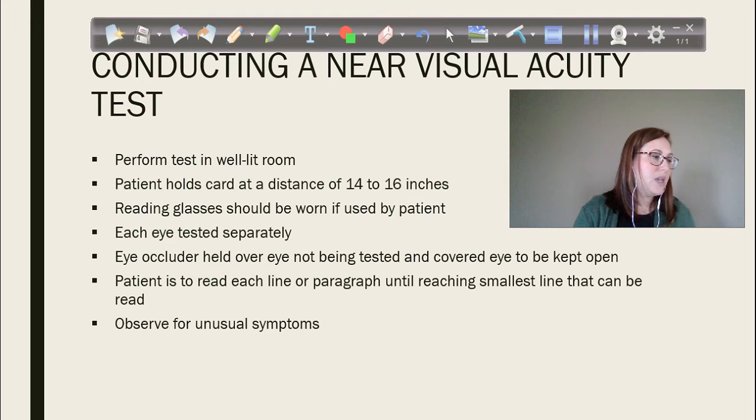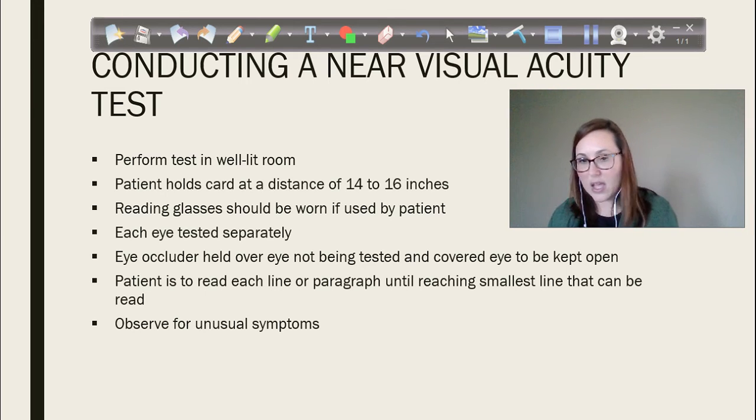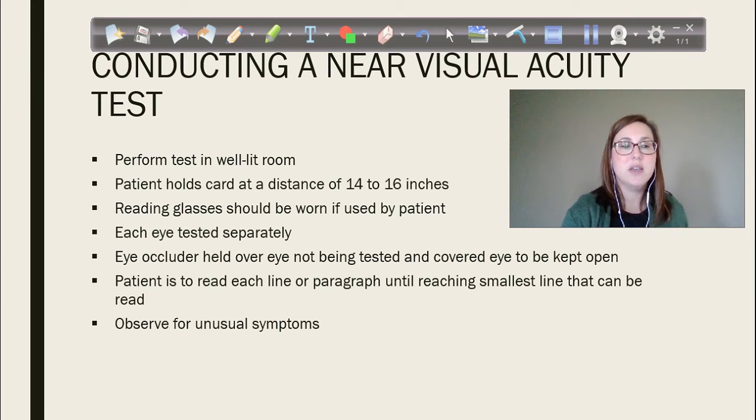These cards can be different size of type, like from the size of a newspaper heading, and it can go all the way down to just very small print. It might be paragraphs, words, or pictures. It just depends on the cards. The symptoms that you might want to watch for are like squinting or tilting of the head, watering of the eyes. That might just tell you that they're having some difficulty reading or completing the test.